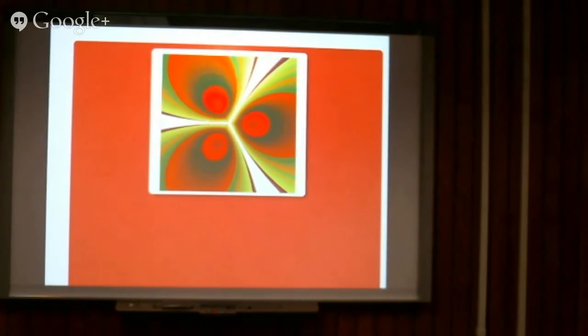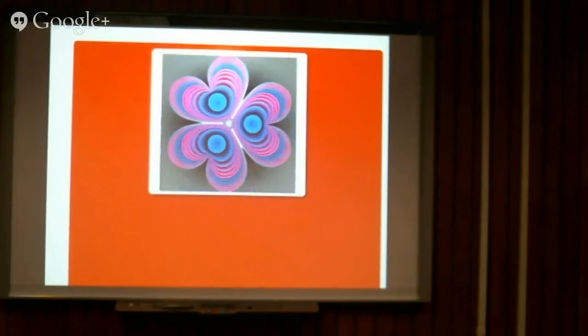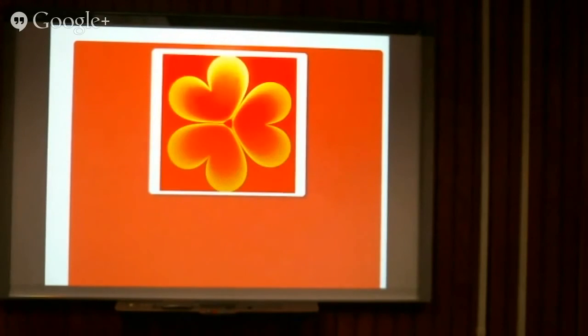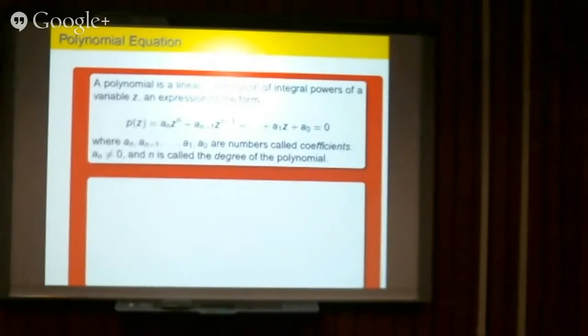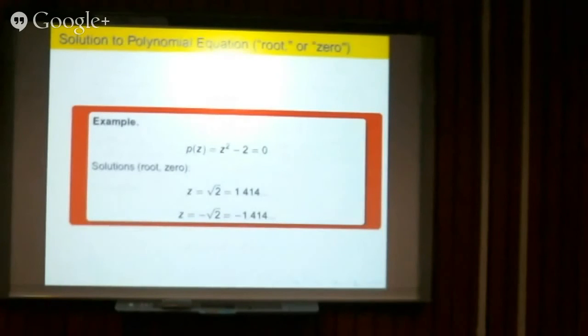You can get many, many images from the same equation, just like in photography. You can use different lenses, different speed, aperture, and so on, to get different effects. A polynomial equation, this is the way we define it, as a dictionary definition, a formal definition. And we have these examples. And we know what a root is: a number that we plug in, and we get zero.